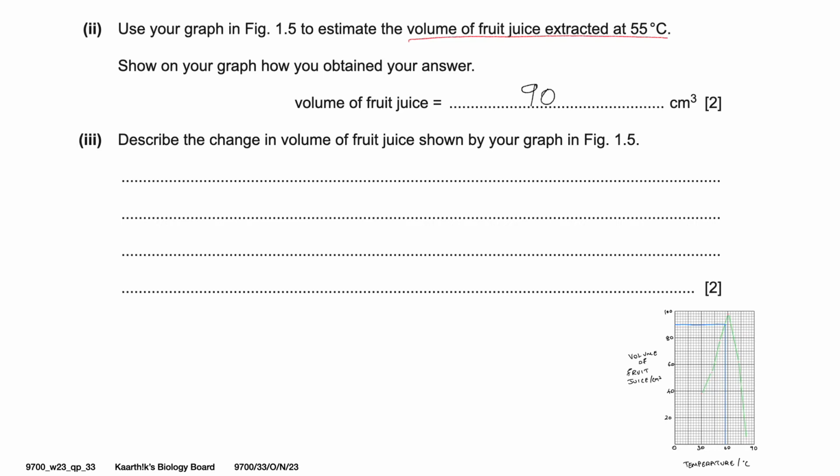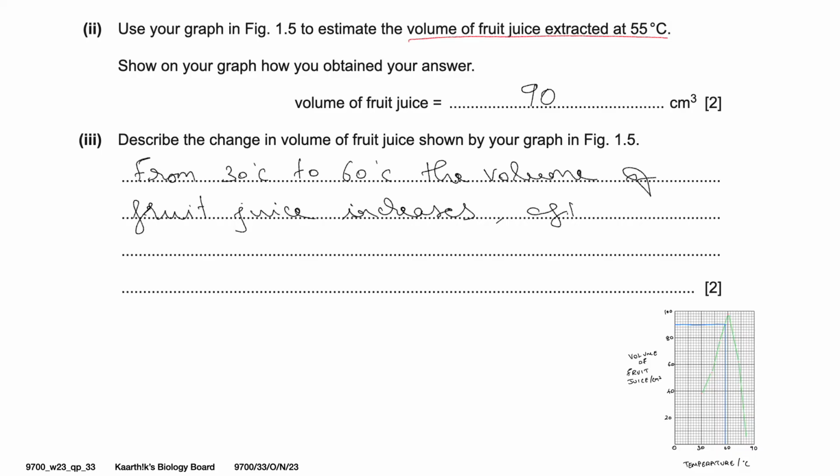Then describe the change in volume of fruit juice shown by your graph in figure 1.5. From 30 to 60 degrees Celsius the volume of fruit juice increases. After 60 degrees Celsius the volume of fruit juice decreases.